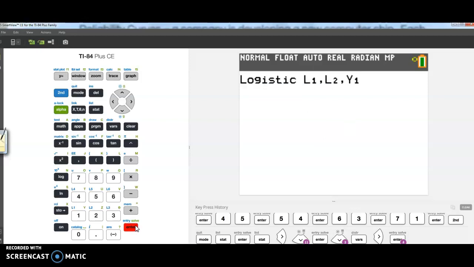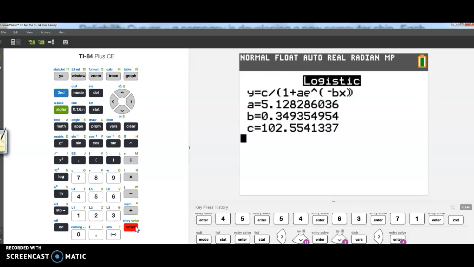Now on my handheld calculator, I definitely have to wait a minute. Even here on the computer, it did not happen instantaneously. So literally, you're going to sit there and wait 30 seconds, 60 seconds, a bit for your calculator to do all this math. And then once your calculator does all the math, you see up here at the top is the logistic formula. C is that limiting value, so that's the 102.55. A in here, which is B in our formula in our book, is this first number, and the B here is where we had R in our formula. And so we have the logistic model.